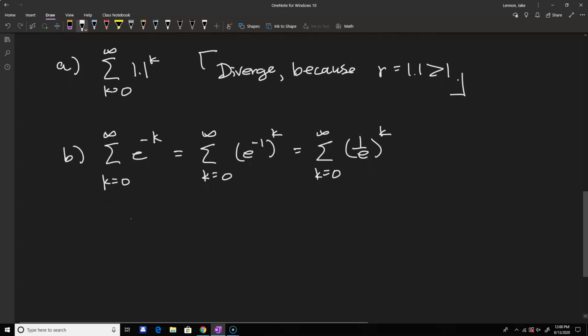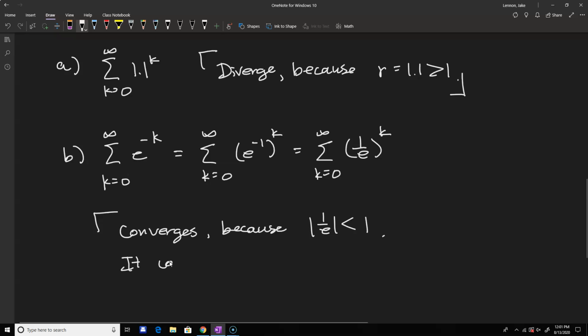So what does it converge to? It converges, again, because the absolute value of 1 over e, it's a positive number, but I'm just writing that because of how it's written in the theorem, is less than 1. So in fact, it converges to 1 over 1 minus 1 over e, right?